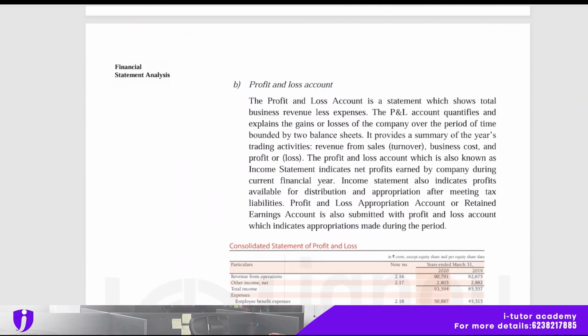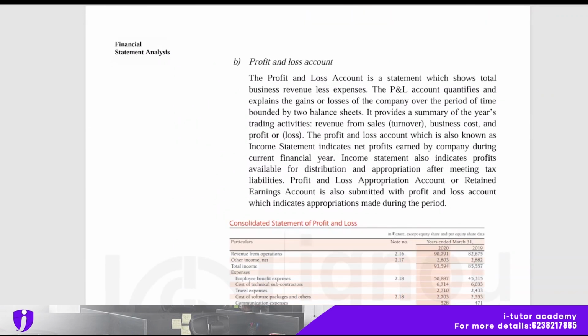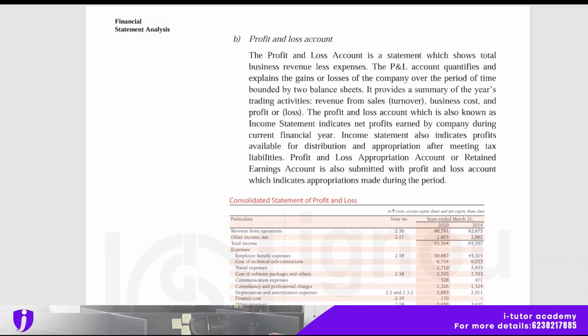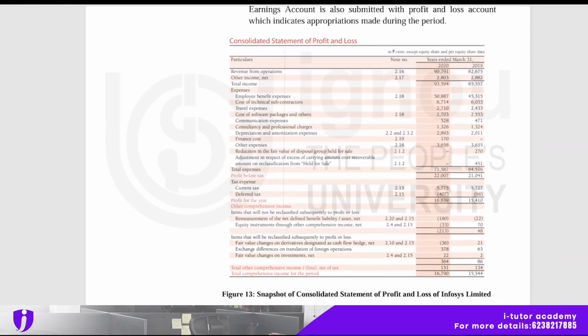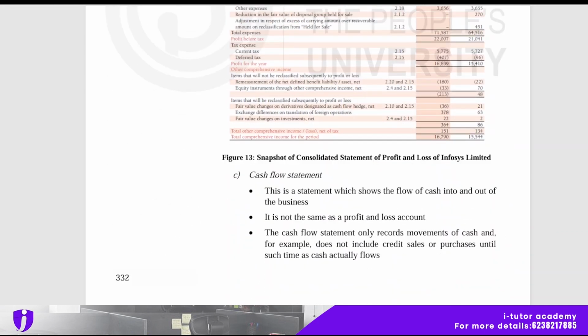Profit and loss account. The profit and loss account is a statement which shows total business revenue less expenses. The P&L account quantifies and explains the gains or losses of the company over the period of time bounded by two balance sheets. It provides a summary of the year's trading activities, revenue from sales, that is turnover, business cost, and profit or loss. And here is a snapshot of the consolidated statement of profit and loss of Infosys Limited.